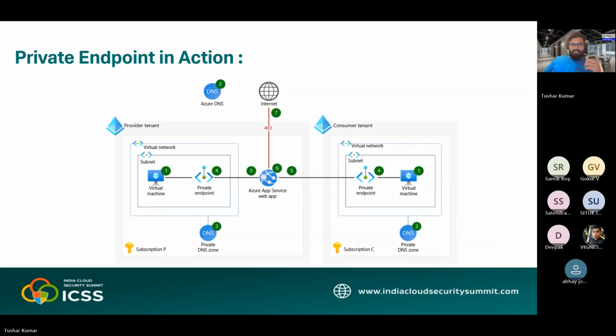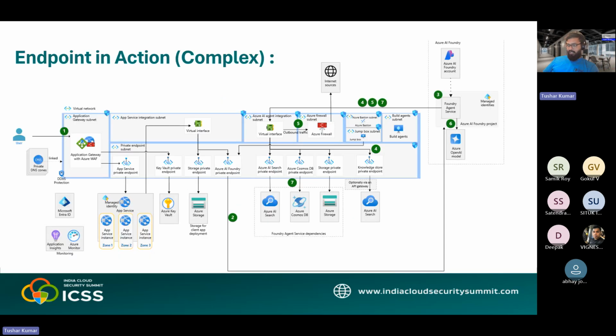Okay, private endpoint in action. You will see a very simple example first, which is just a virtual machine trying to access a web app. If you try to access this web app from the internet here, you'll get a 403 that says access denied. But if you try to access it locally, it will go through the private endpoint. Sorry, I'll just mute one of the participants there. Yeah, so if you go through your private endpoint, you will be able to access that. That's a very simple example of private endpoints and why you should use them.